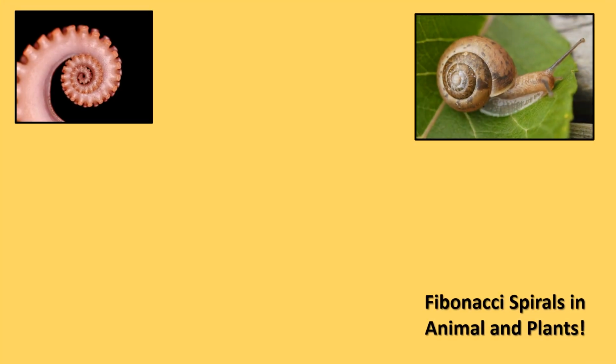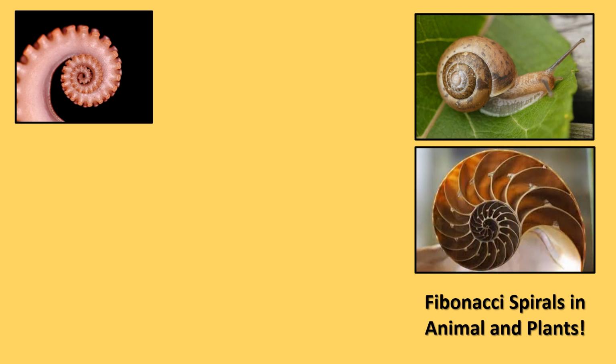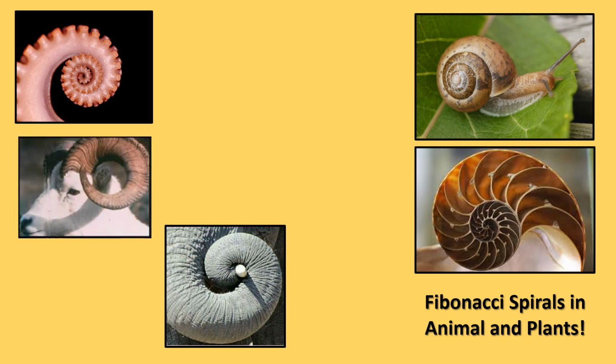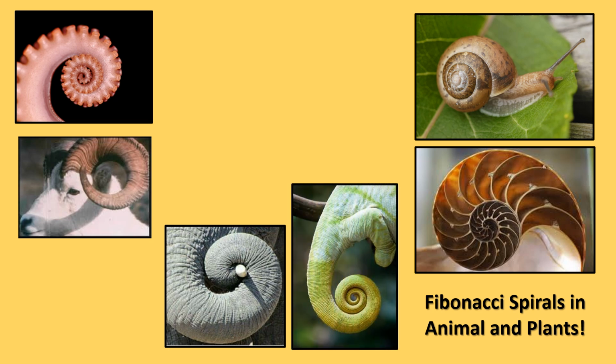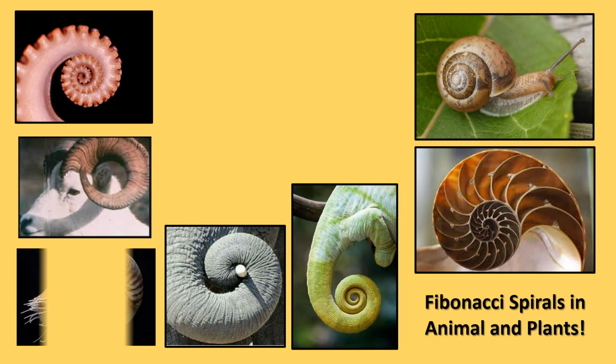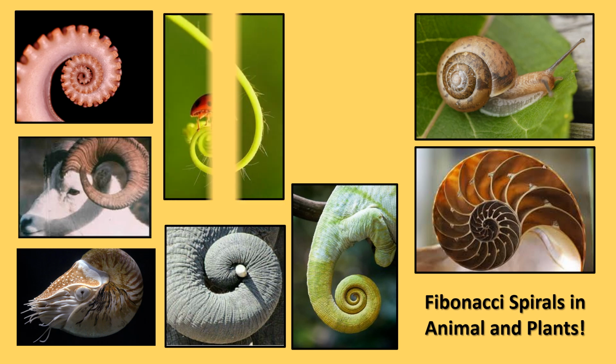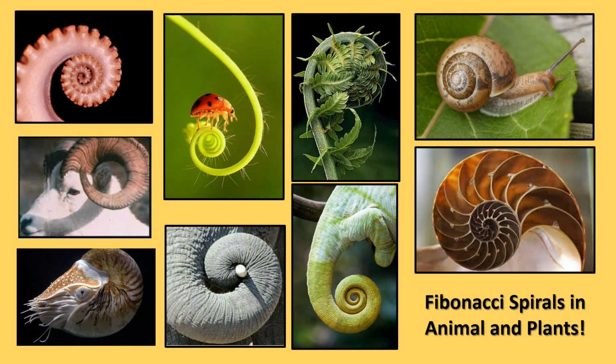So Fibonacci spirals in animals and plants. So there we see a snail, and there we see the inside of the snail. It's just amazing the way the shells are made. There we see an elephant's trunk. And we see lots of spirals in horns. Many, many spirals in horns. We see them in tails. That's a chameleon's tail. There's the nautilus, the living nautilus. And there's stems on plants and in ferns. We see all these spirals in all kinds of places.